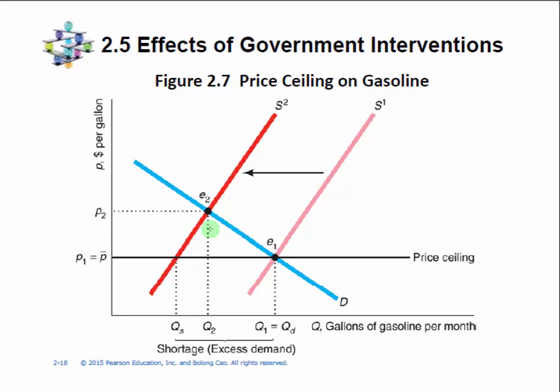there will be some people who want to buy at this price, but the supply is not enough. Here we have this binding price ceiling, and the quantity demanded is Q1, which is higher than the quantity supplied, and that means there's excess demand, or say you have a shortage in the market.